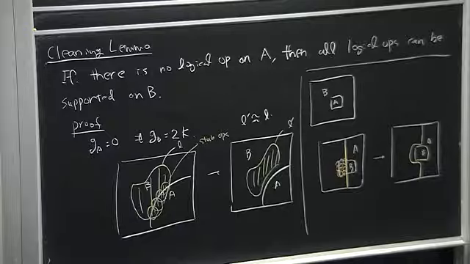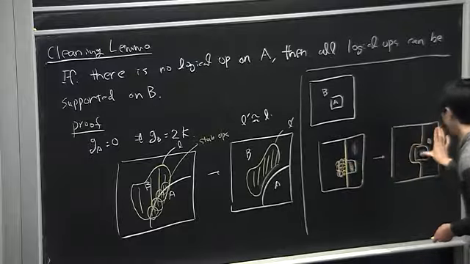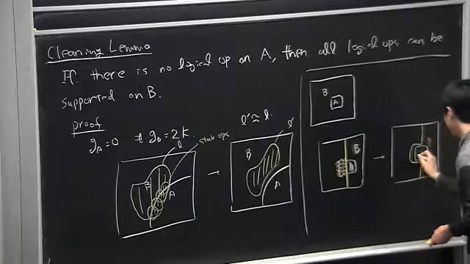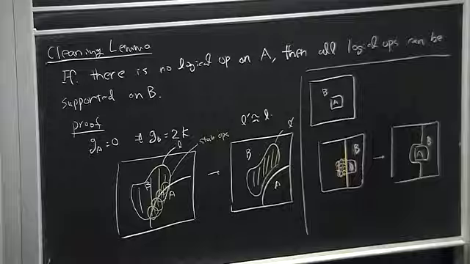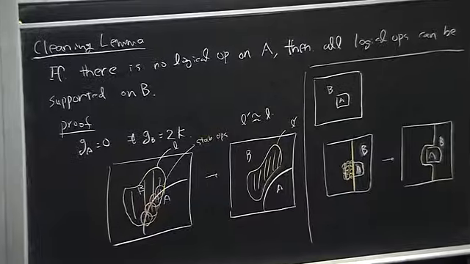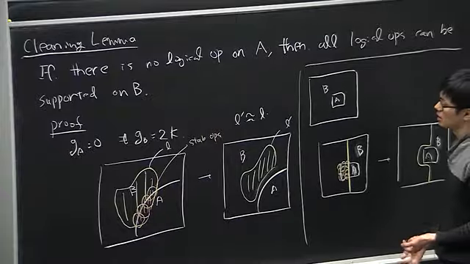Sorry, this is not a good mistake. A and B, there is an imbalance between A and B. It's not symmetric. So we are assuming that there is no logical operator on A, and then in that case, B supports everything.